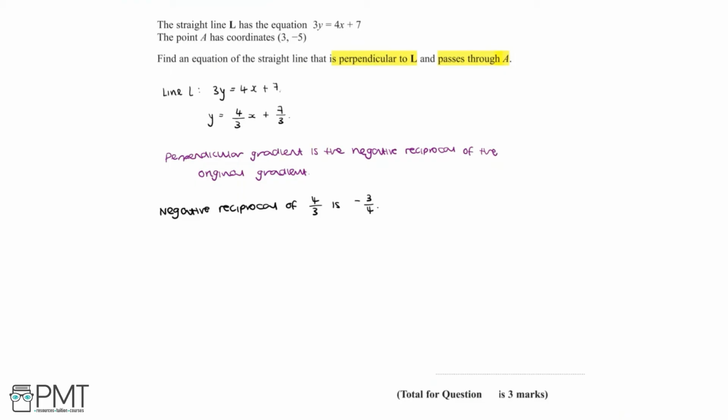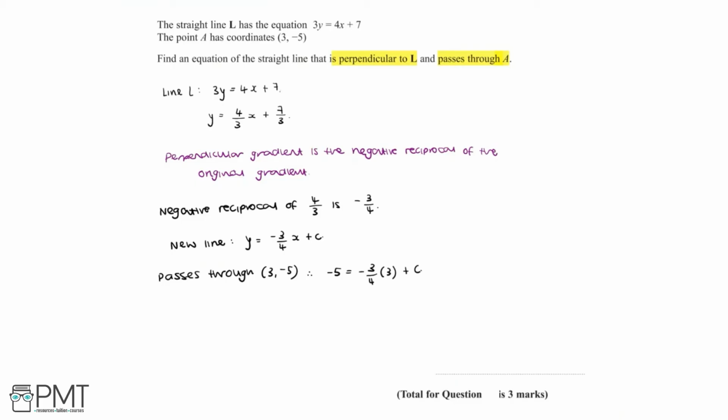Well, now that we know the gradient of the straight line, we can say that y is equal to minus 3 over 4x plus c. But this is not a complete equation of the line because we need to find out the value of c. Now we can find c because we know that this straight line passes through the point A, and so given that this new line passes through A, we can substitute in the coordinates of A in order to find c.